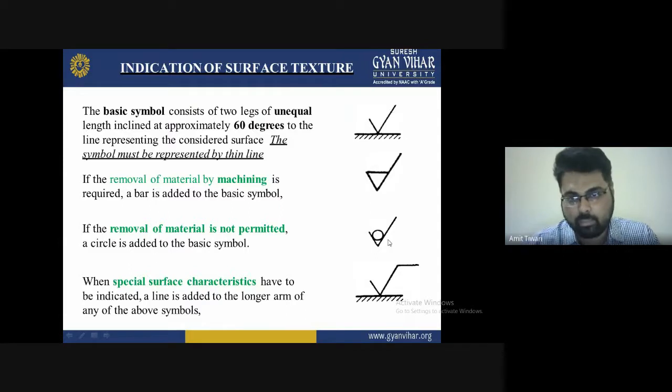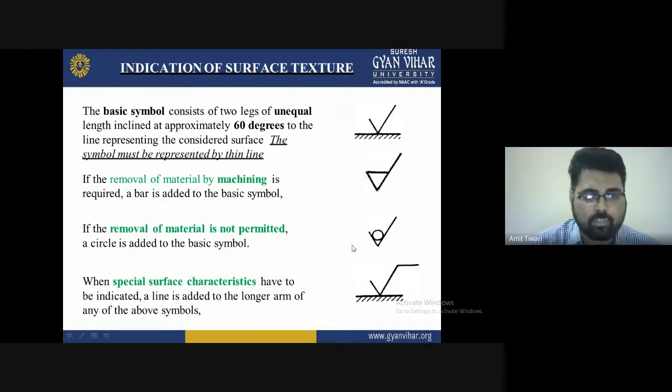You can see this here. This is the basic symbol we added to. It is a symbol which is used when certain conditions are obtained. Sometimes the condition is unequal length, sometimes the removal of material by machining, and sometimes the removal of material is not permitted. So there are different conditions for obtaining the surface quality, and by this symbol you must understand which symbol represents which condition.